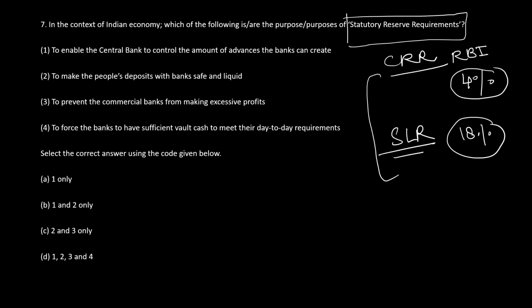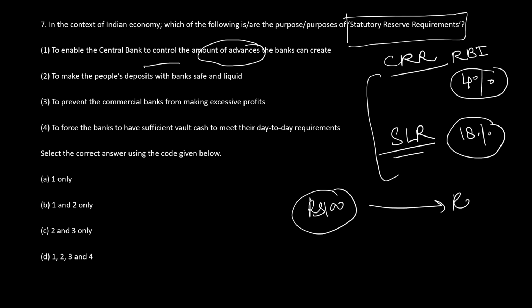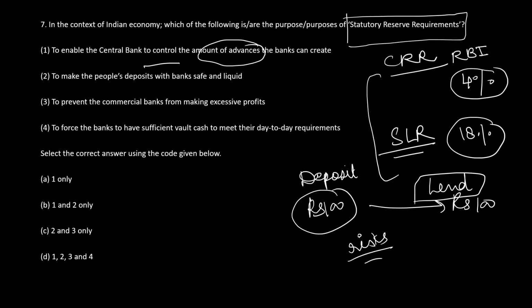First option is to enable the central bank to control the amount of advances a bank can create. So actually a bank lends all the money. Let us say they get a deposit of rupees 100 and they lend the total amount. This would create some sort of risk for the banks if the depositor would come and ask for the money. That is why the RBI has to control how much amount of advances a bank can give. This is the advance which the bank is giving. This is correct.